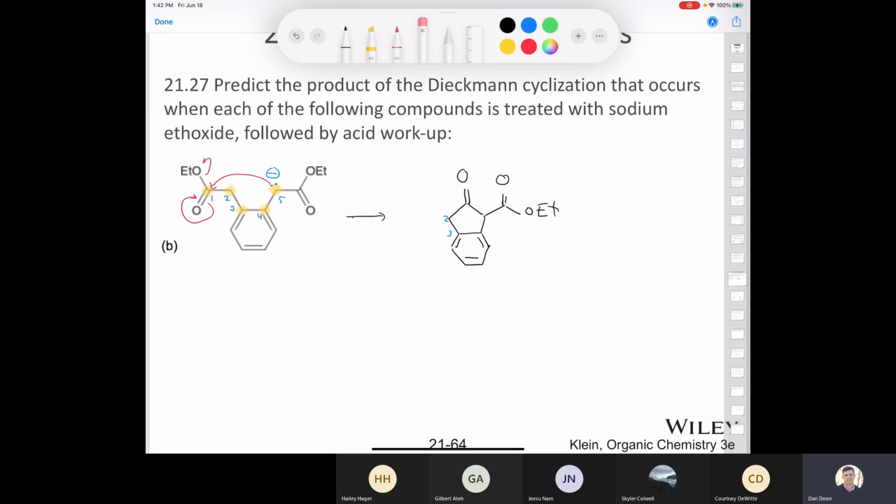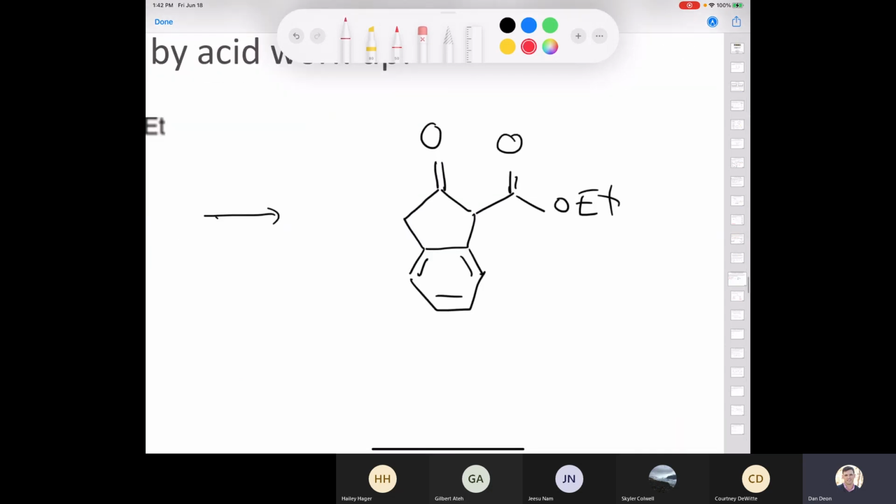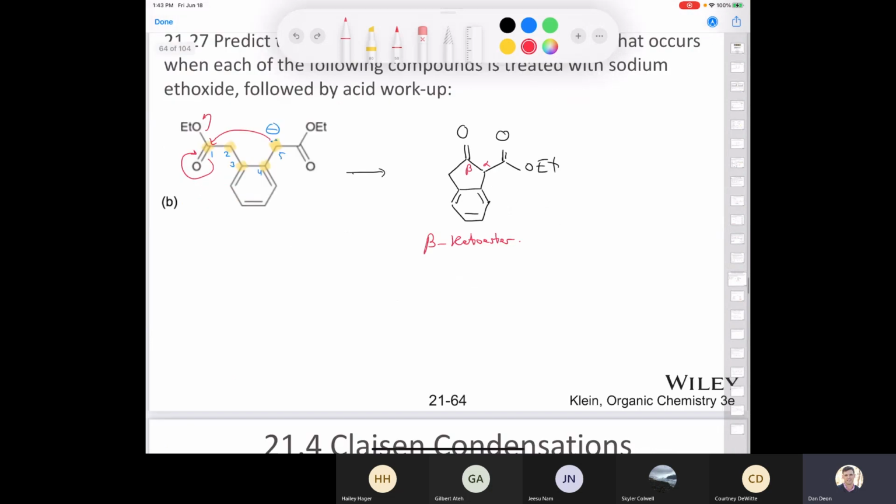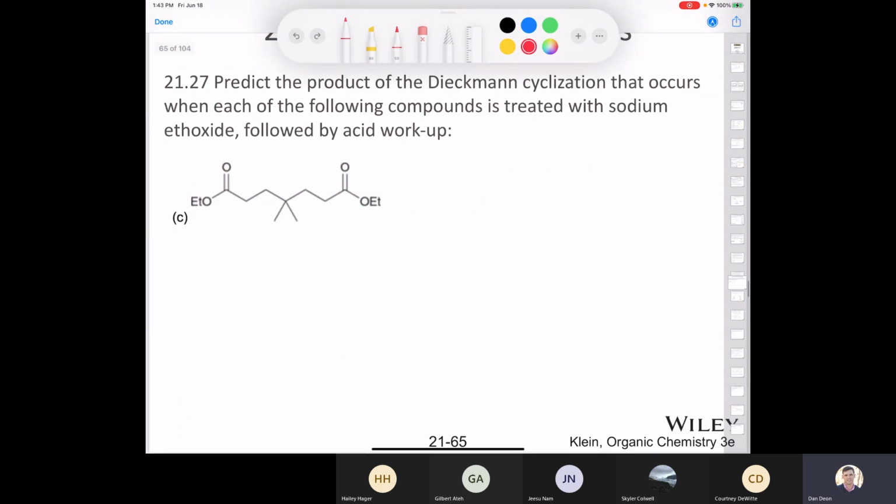I'm going to delete the numbers now. Okay, so you have, look, you have your ester, you have your alpha carbon and your beta carbon. So you end up with a beta-ketoester. Okay, and we made a 5-membered ring. There you go. So there's a Dieckmann cyclization. Let's try, is there another one? Yeah, I knew there's another one in here. So let's try the same thing again.